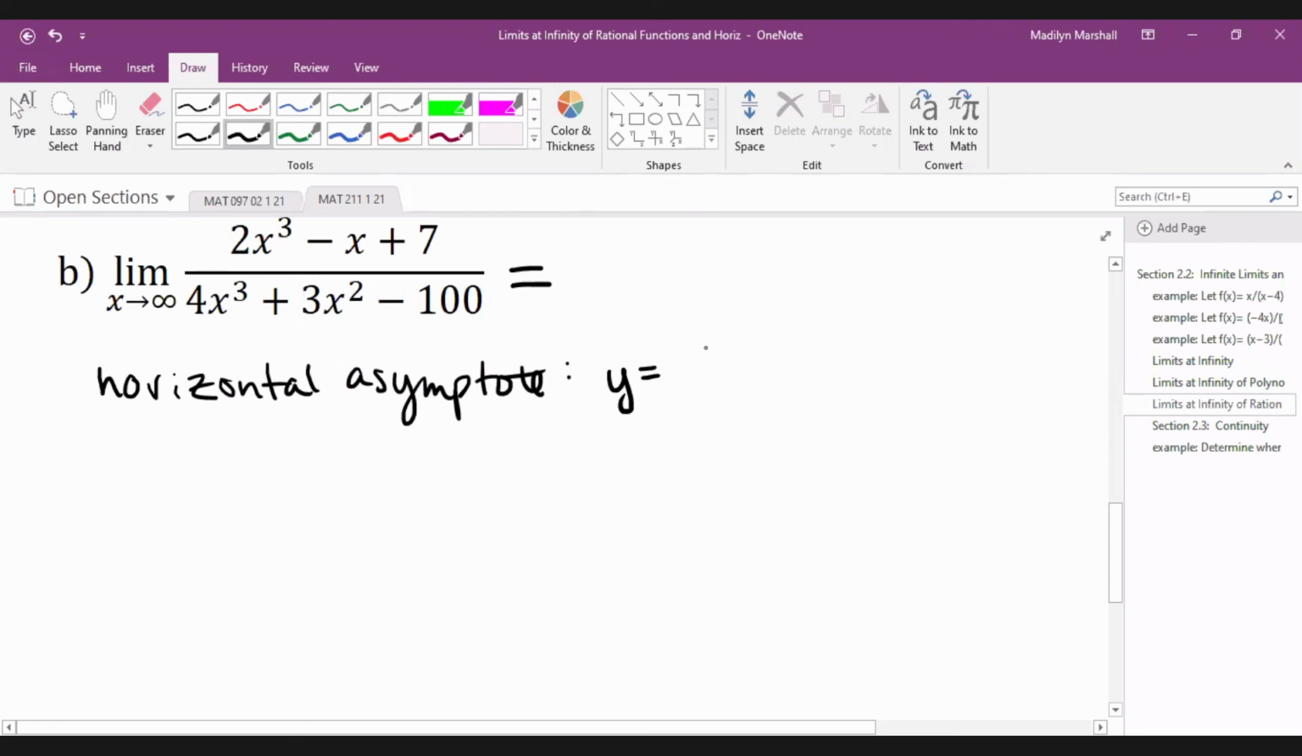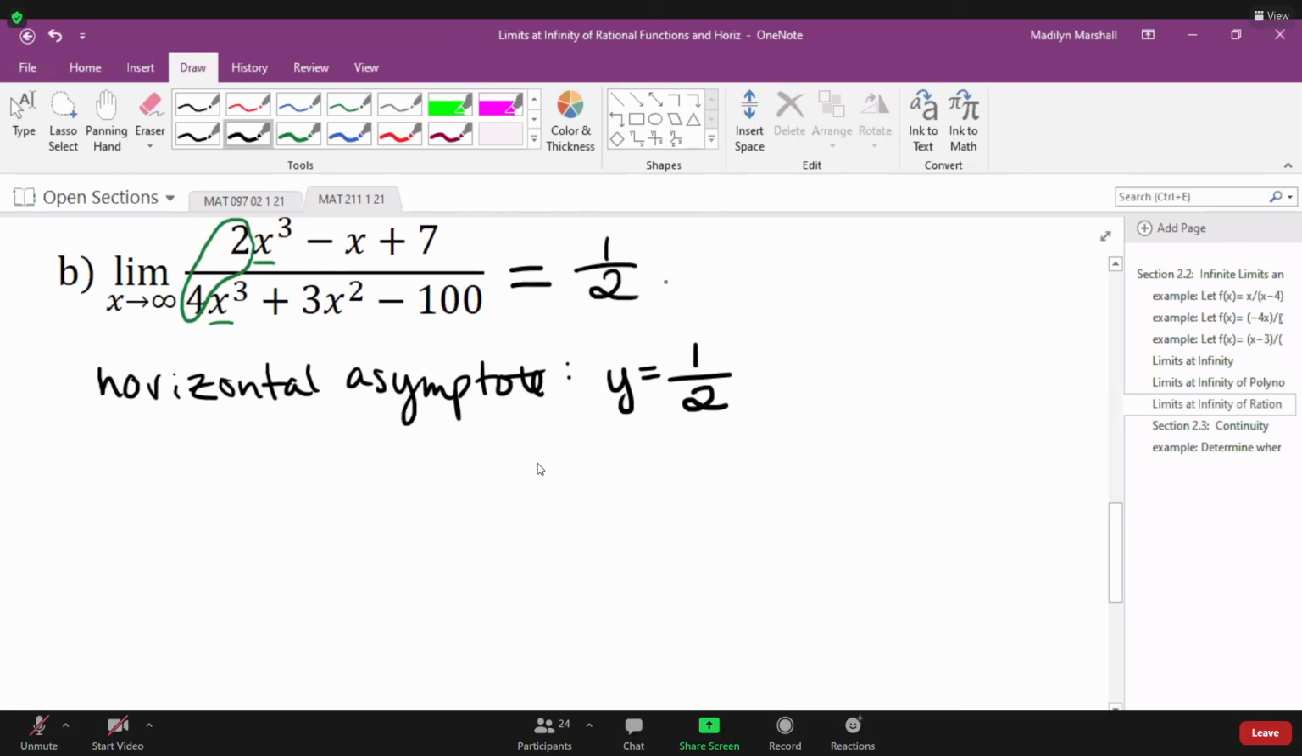One half. 1/2, exactly. So that comes from, since these have the same degree, x to the third and x to the third, we're looking at just the leading coefficients. So we have 2/4, which reduces to 1/2. So what do you think the limit is as x goes to infinity? A half. Yes, exactly, 1/2.